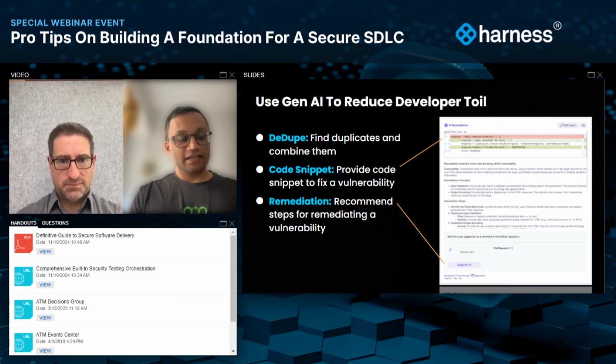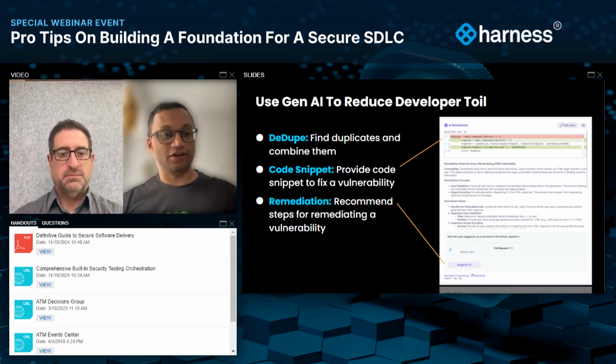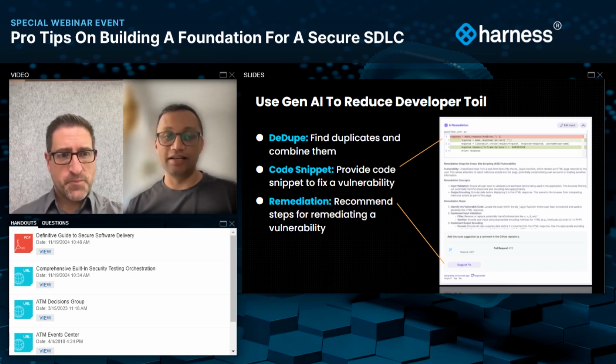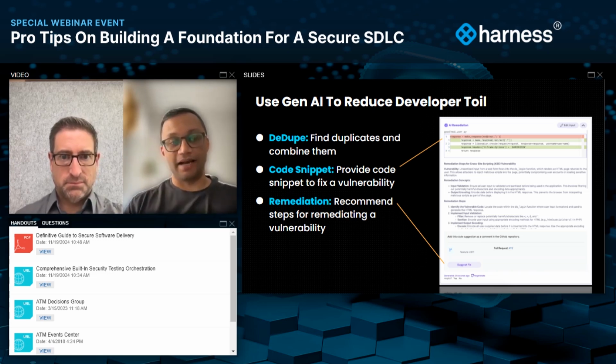So basically, as I mentioned, each scanner has its own pros and its own cons. So having multiple scanners definitely helps you secure your code. But it also comes with the added weight of having duplicates in your scanners. So deduping is something that AI can do really well. It can go through all the vulnerabilities and find out which ones of them are actually duplicates, and it can combine them so that your developers don't have to go through the duplicates.